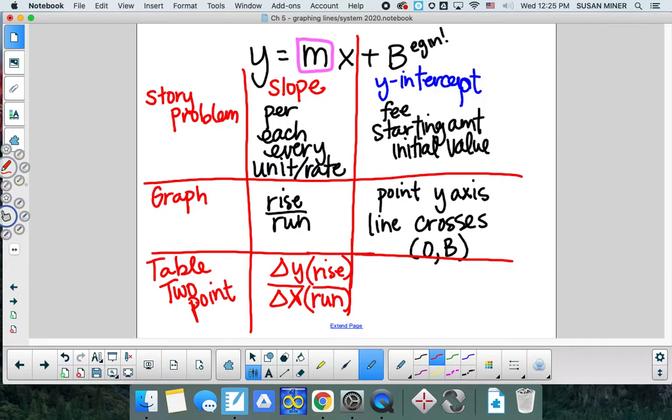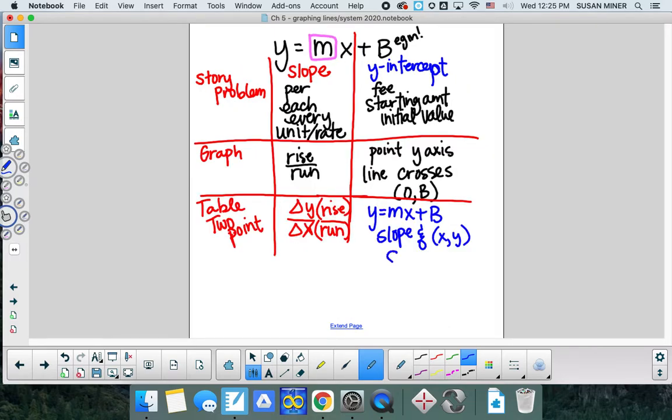And if I want to find the y-intercept from a table or 2 points, then I actually use my equation, y equals mx plus b, and I plug in my slope and a point into my equation, and then I solve to find b. I'm going to extend this page down just a little bit.